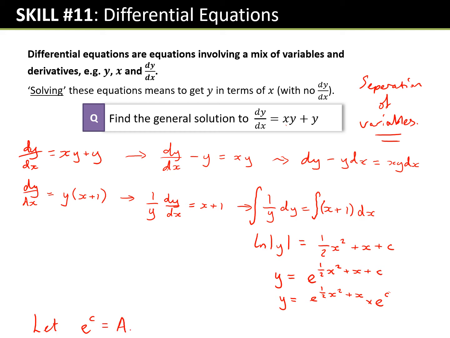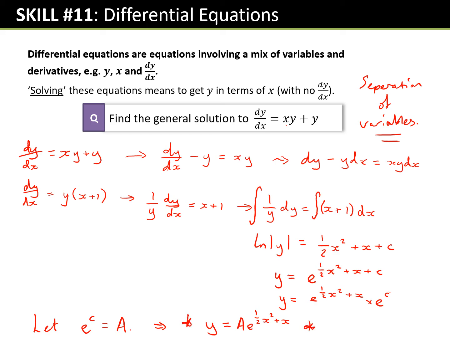I don't like the fact I've just got a power on a constant, wrong way around, constant on a power. So I'm going to get rid of the power. I'm just going to let it equal a. Now here, e to the c is just a, so replace e to the c with a, and we get something that looks slightly nicer. I'm going to say slightly because obviously it's still a power and stuff. However, that is now our answer.